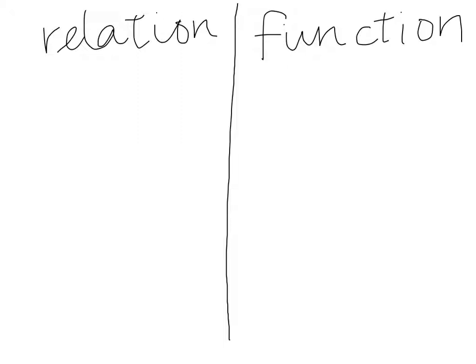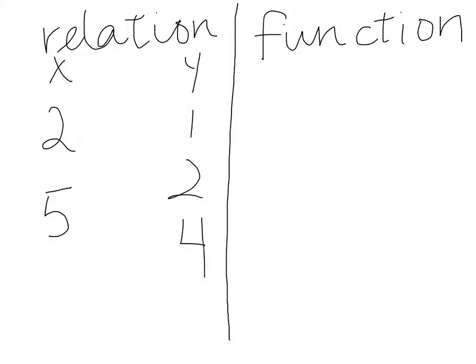Let's say you have 2 and 5 as your x's, and 1, 2, and 4 as your y's. Let's say these arrows indicate coordinates. You would have a pair of 2, 1, 2, 2, and 5, 4. This is a relation, however, it is not a function because this x has 2 y's.